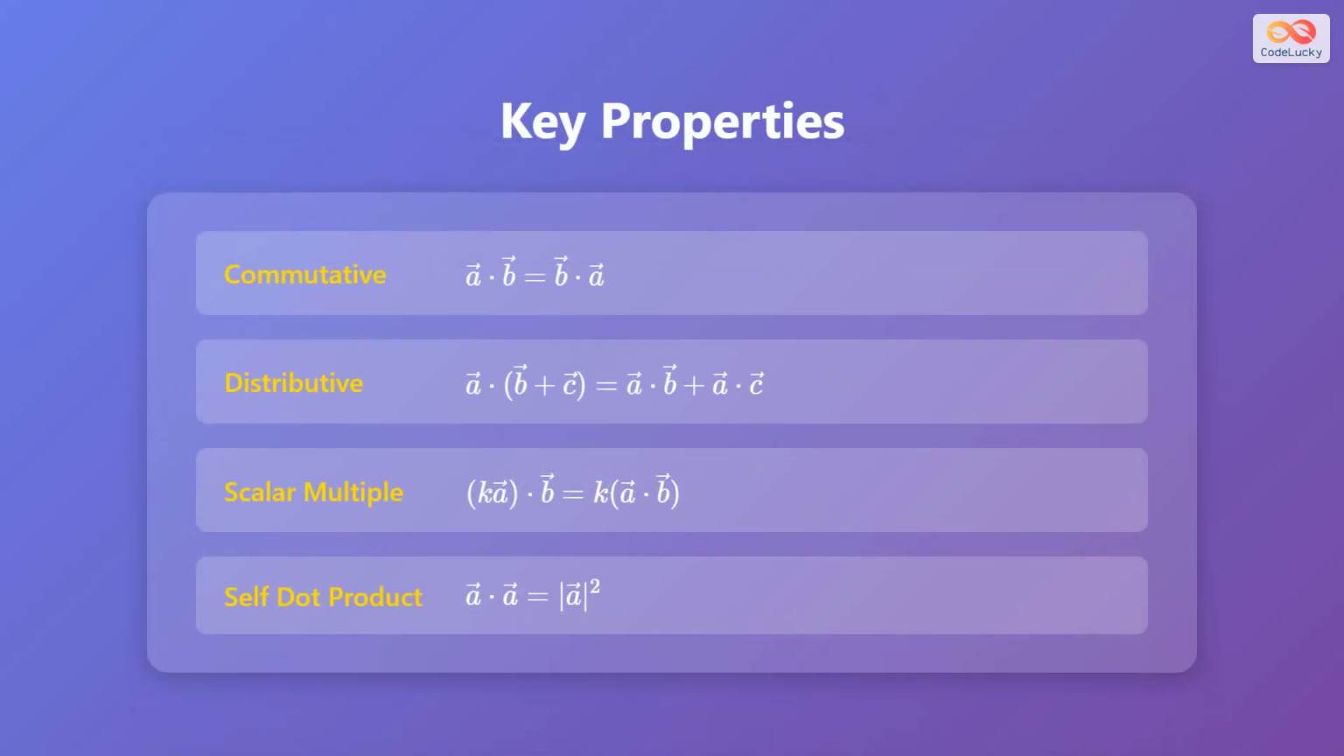The dot product has several important mathematical properties. First, it's commutative, meaning vector A dot vector B equals vector B dot vector A. Second, it's distributive over addition, so vector A dot the sum of vectors B and C equals vector A dot vector B plus vector A dot vector C. Third, scalar multiplication can be factored out. So k times vector A dot vector B equals k times the dot product of A and B. Finally, the dot product of a vector with itself gives the square of its magnitude.